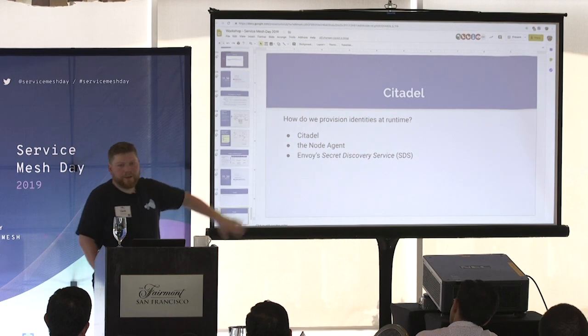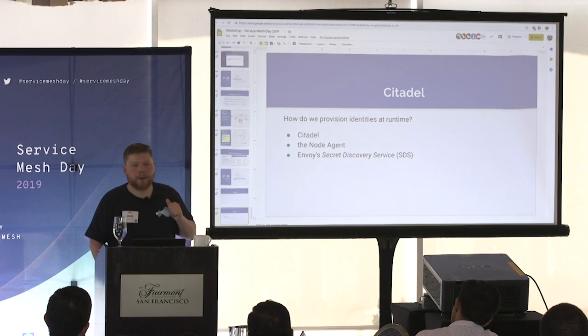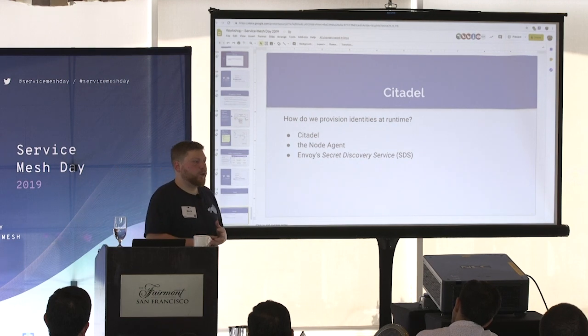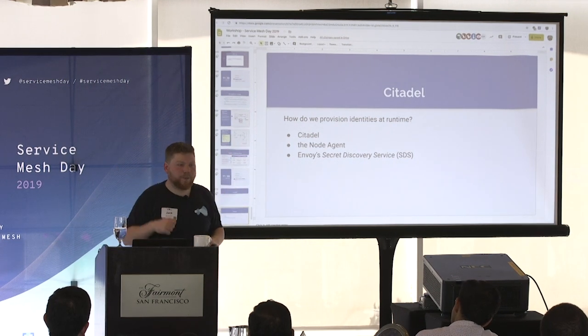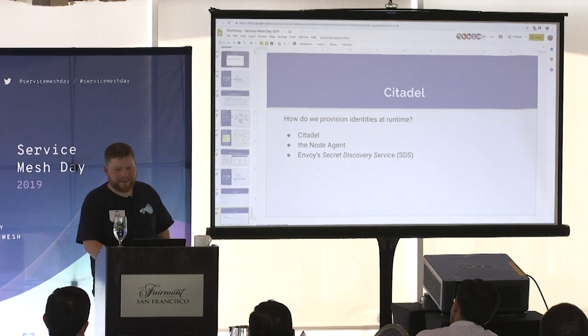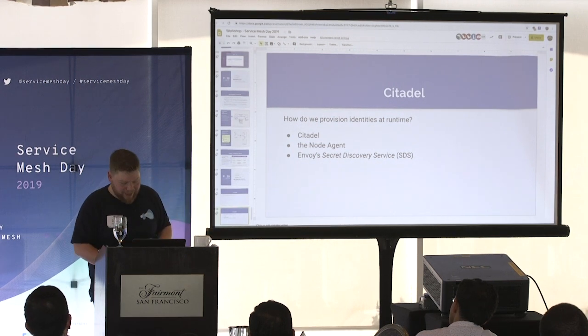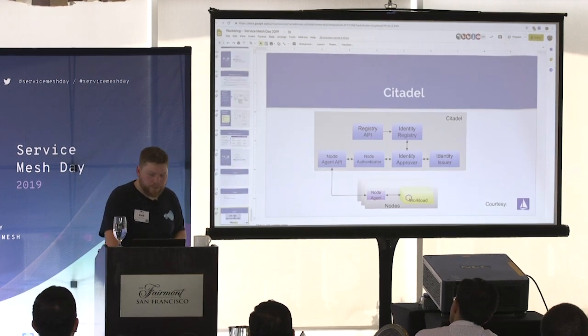On every node, there's an agent. When a pod is scheduled onto that node, it communicates with the local agent and says, hey, I just got scheduled. I want my identity, please. And the node agent goes up to Citadel and says, hey, this pod was just scheduled. I would like its identity, please. And Citadel does its checks and issues it down.